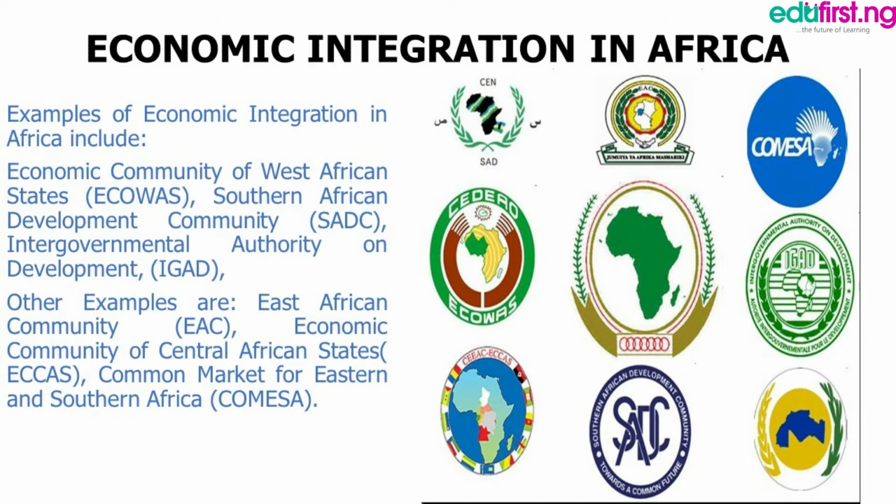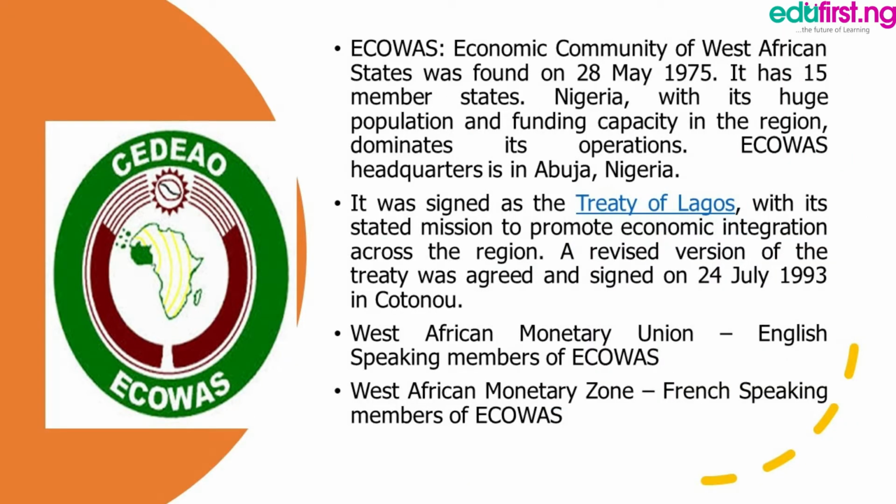Now, because we are in Nigeria, I want us to focus on ECOWAS. ECOWAS is Economic Community of West African States. It was formed on 28th May 1975 and it has 50 member states. Nigeria, with its huge population and funding capacity in the region, of course, dominates its operations. Now, ECOWAS has its headquarters in Abuja, Nigeria. You can see how important Nigeria is in ECOWAS.